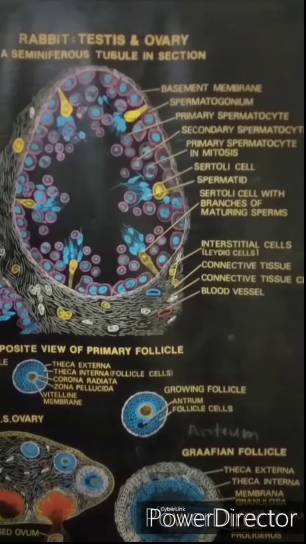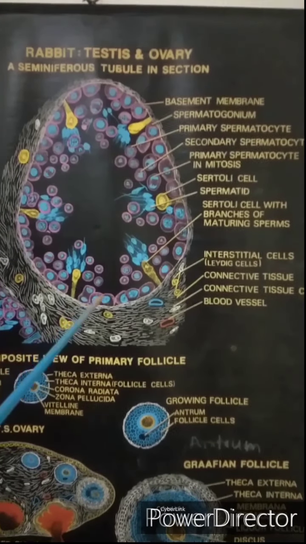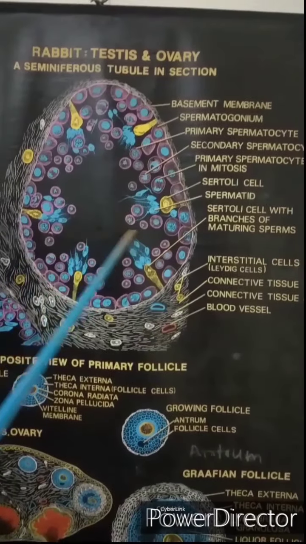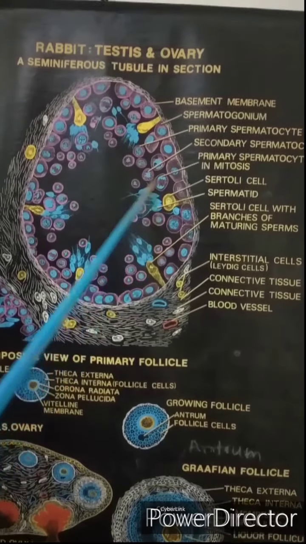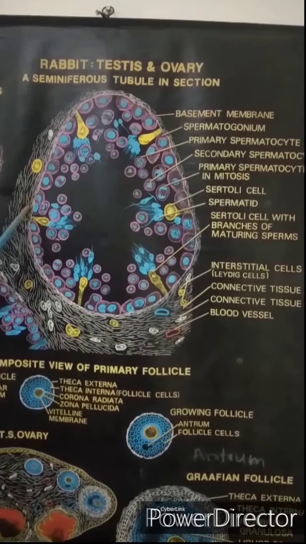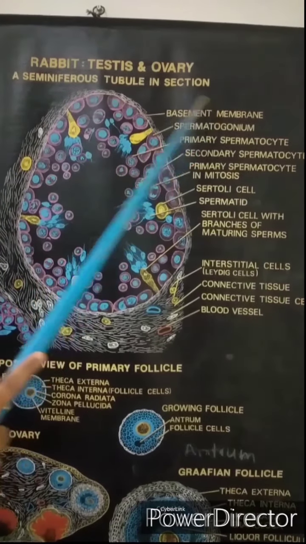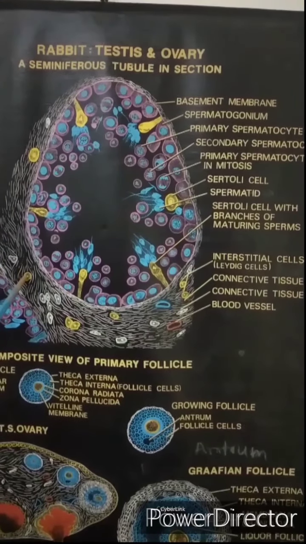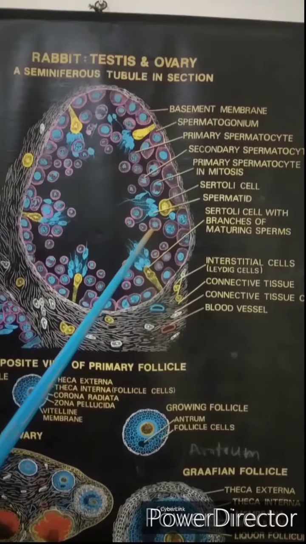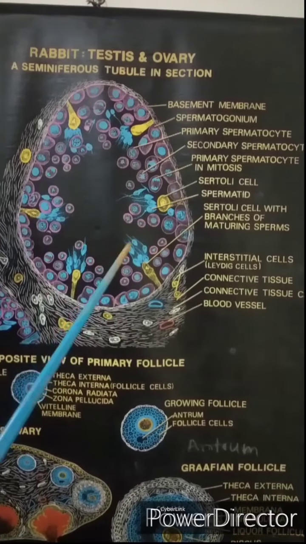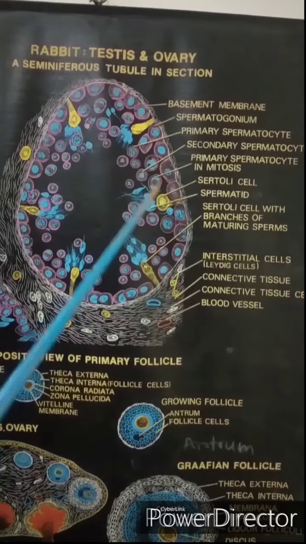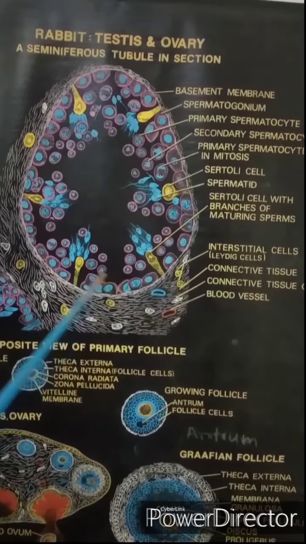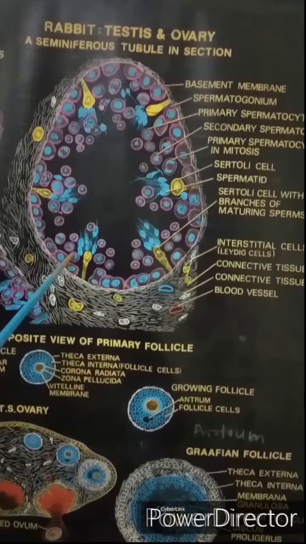Each seminiferous tubule is highly convoluted, measuring about 70 to 80 mu in length and 150 mu in diameter. The basement membrane of the seminiferous tubule is lined with a smooth muscle. Each seminiferous tubule encloses two types of cells. Those are germ cells, or the germinal cells, and the Sertoli cells. These are the germ cells and here is the Sertoli cell.